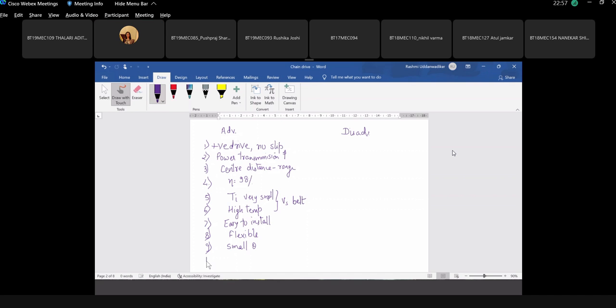And as we have discussed and seen in the figure just above, this can transmit power to a number of shafts. So this could be 3, 4, 5, 6 shafts connected together. Large number of shafts with single prime mover. And this is possible because both the sides of the chain can be used.